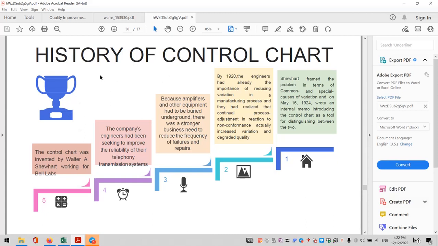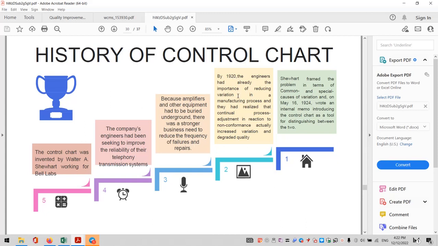This is basically the history of the control chart. The control chart was invented by Walter A. Shewhart, a person who also developed the cause and effect diagram. The companies had been seeking to improve the reliability of their telephony transmission system because amplifiers and other equipment had to be buried underground. There was a stronger business need to reduce the frequency of failure and repair.